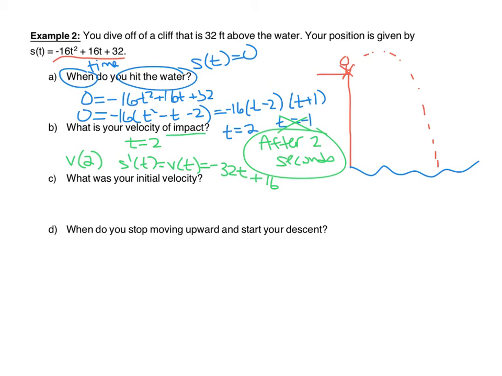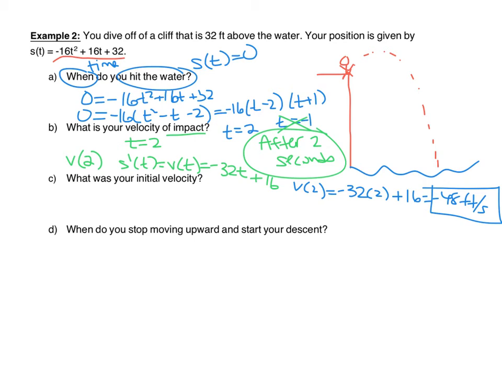Once I have that, I then can find my v of 2, and that's going to be -32 times 2 plus 16, and that gives me -48 feet per second. Keep in mind it's negative once again because it's going downward.